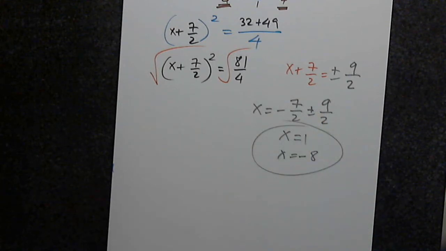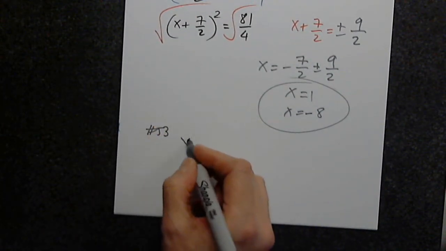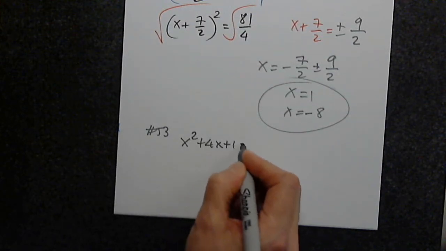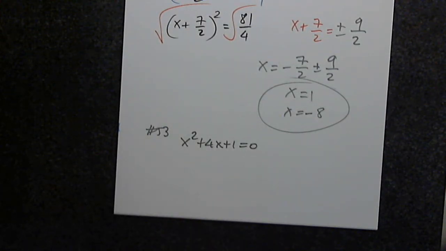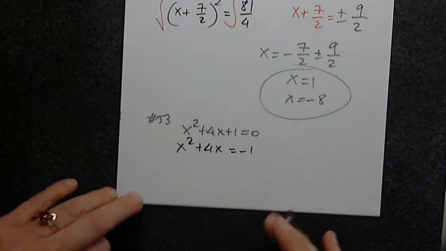Yeah. Perfect. Yes. Would you like to choose, or you want me to choose? You choose. I choose. So let's say, yes, 53. X squared plus 4x plus 1 equals 0. Would you like to move that 1 from the very beginning to the other side or not? Yes. Okay, that's fine. So then x squared plus 4x equals negative 1.